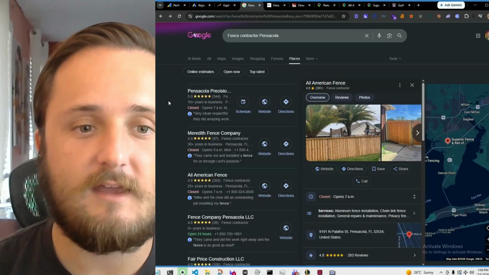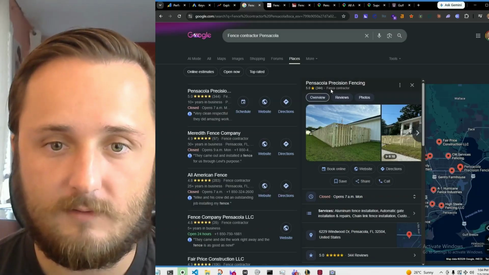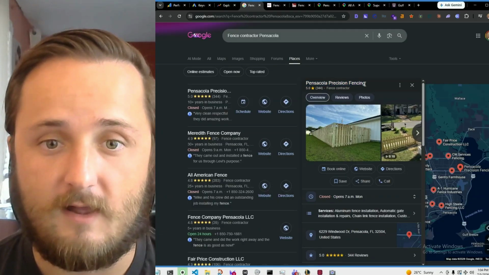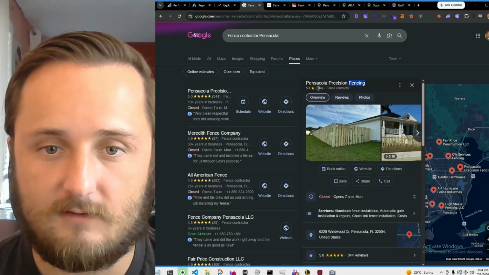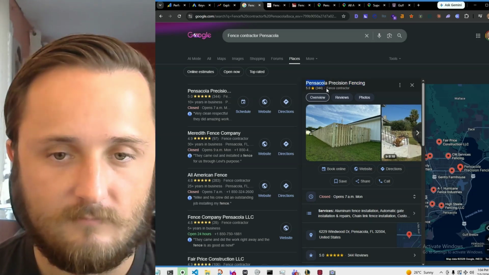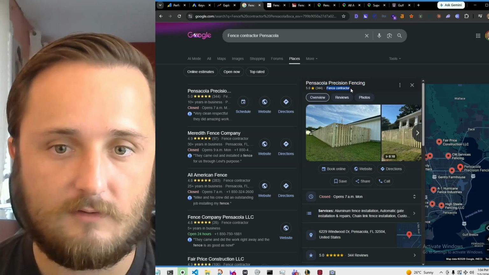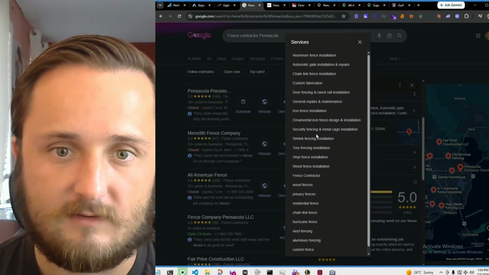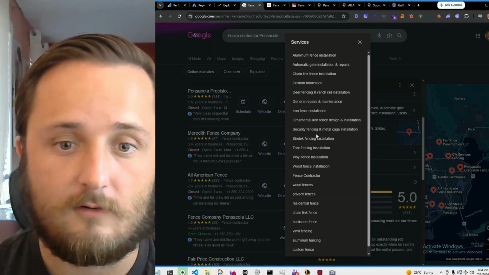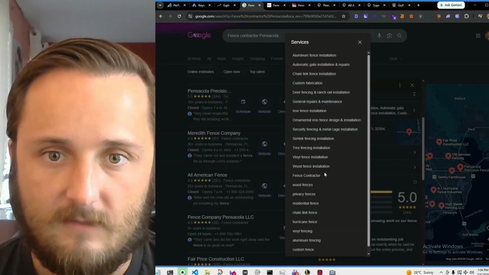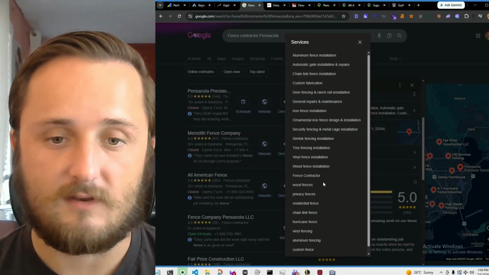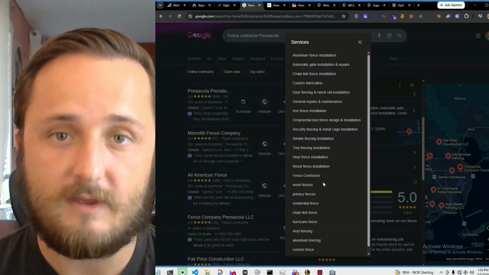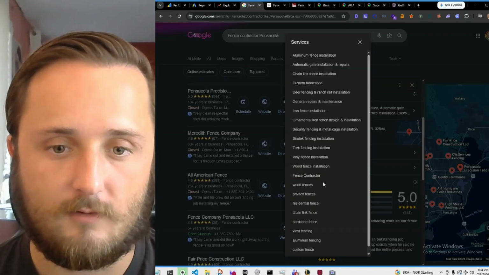Some things I'm looking at are going to be the names of these Google business profiles. As we can see here, this profile has two keywords in it. We've got fencing, then we also have Pensacola. I'm looking at their top categories. I'm also going to look at their services. And so we can see what they are currently targeting, right? This is just going to give us a better idea. It's going to give us more service ideas. It's going to give us a better overall picture of what we need to be doing on our website.